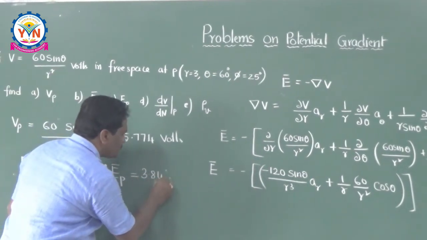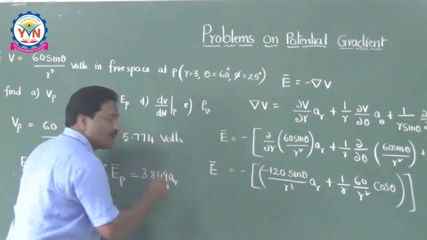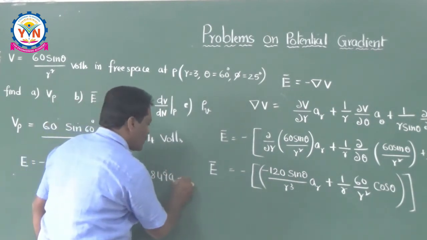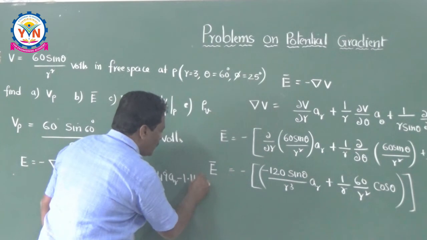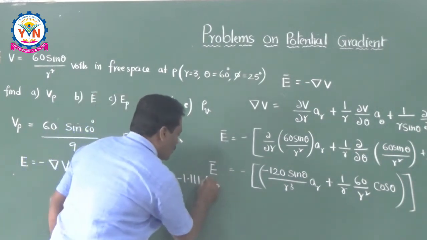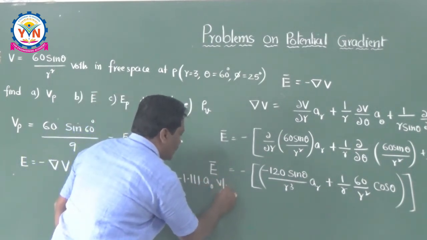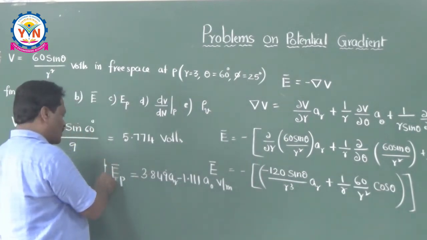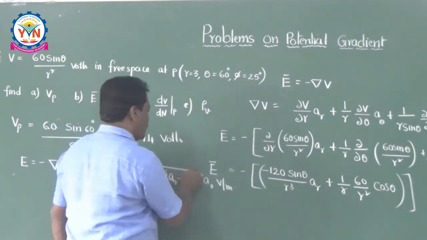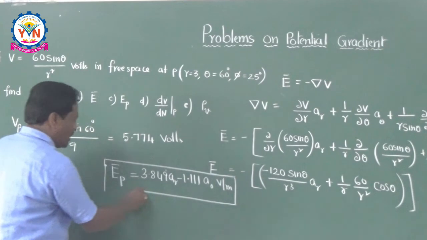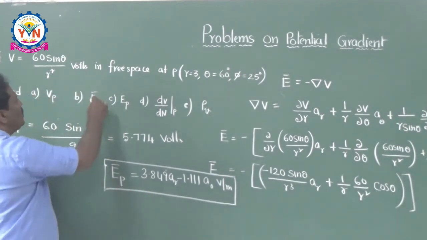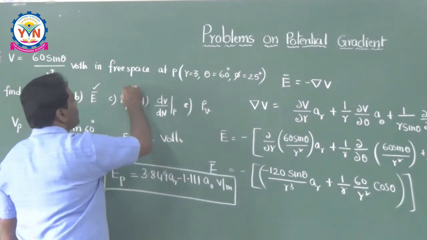It comes to 3.849 AR, this is nothing but the component, minus 1.111 A theta volt per meter. This is the answer you are going to get. Just substitute and simplify. This is nothing but the EP. Now you know E bar, EP has come already.